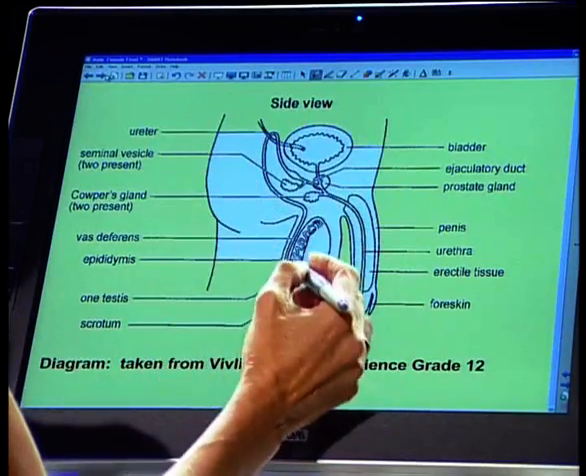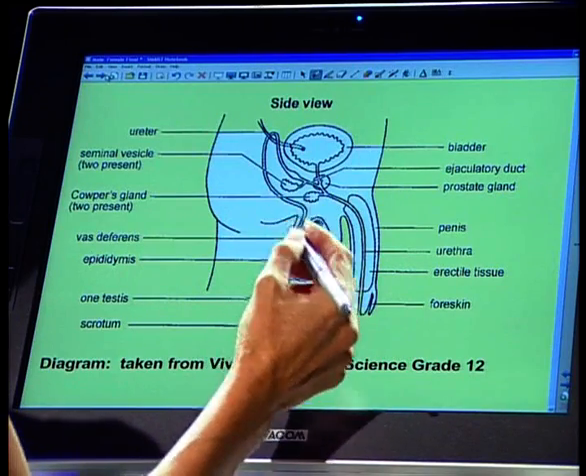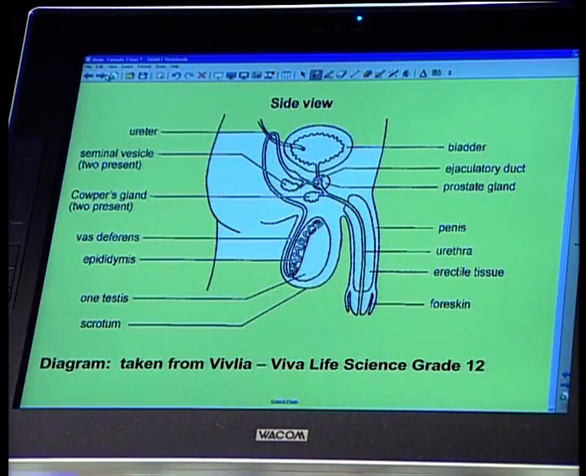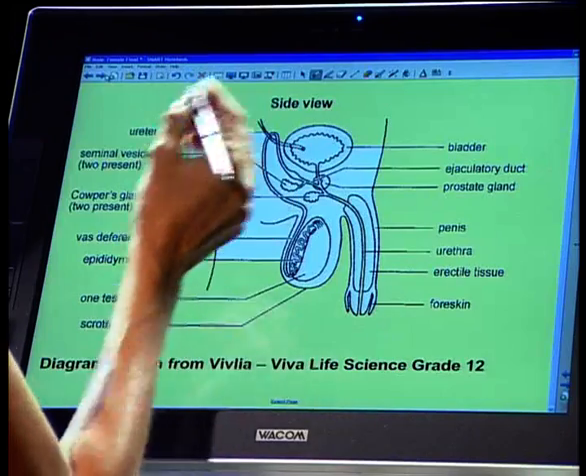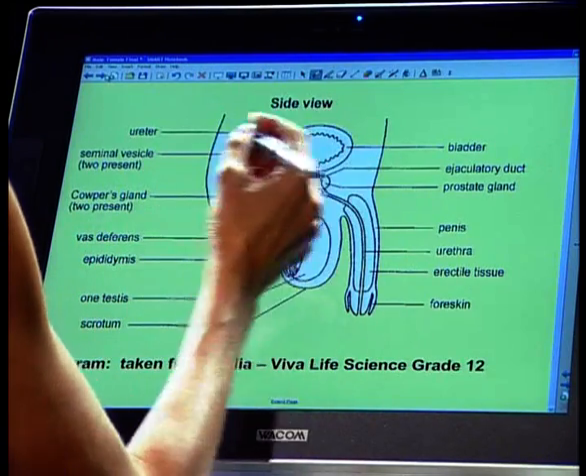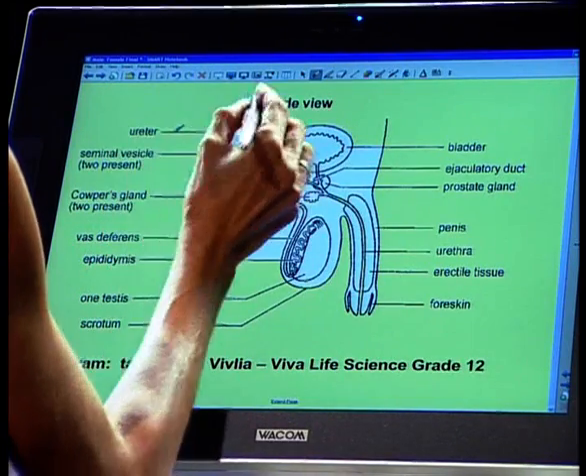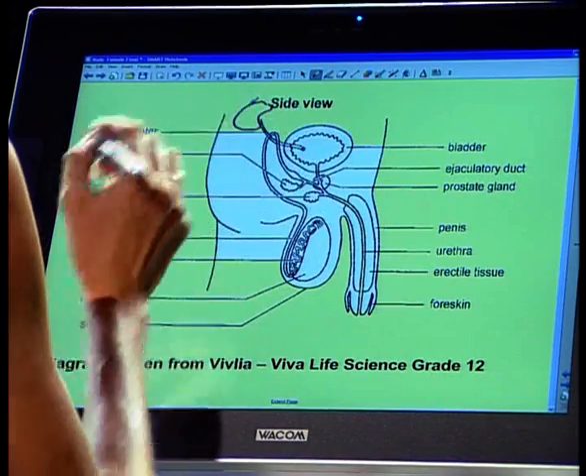Here we get the side view of the male reproductive system. Now, in a test or an exam, they can give you either the frontal system or the side view, but your labels are going to be the same. I prefer the side view because you can see all the different structures better. So here we go. We start off with the kidneys, and we are going to have the ureter, which is going to be coming from a kidney over there.